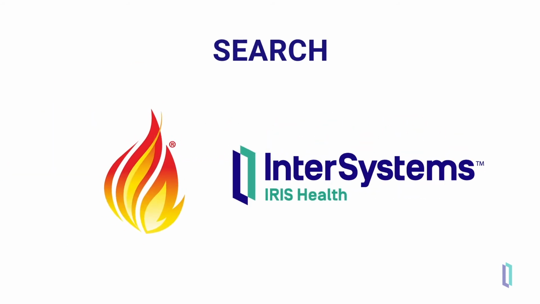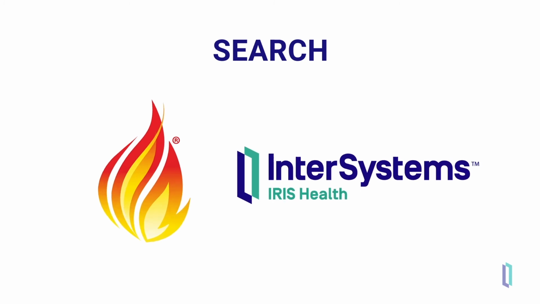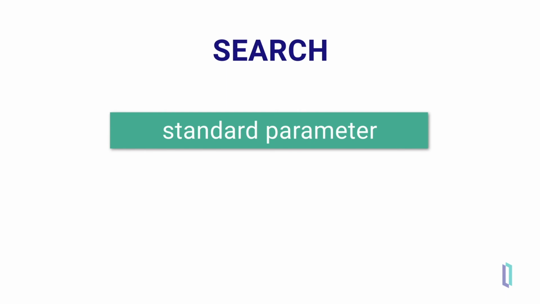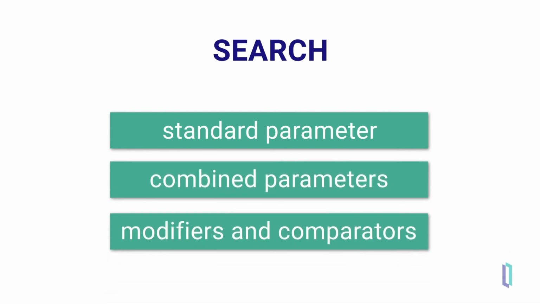We have just learned how to search for the FHIR resources we need with IRIS for Health. By understanding the advantages of each search parameter type, such as standard parameter, combined parameters, use of modifiers and comparators, we are able to choose the most appropriate one for our circumstances when searching for FHIR resources.